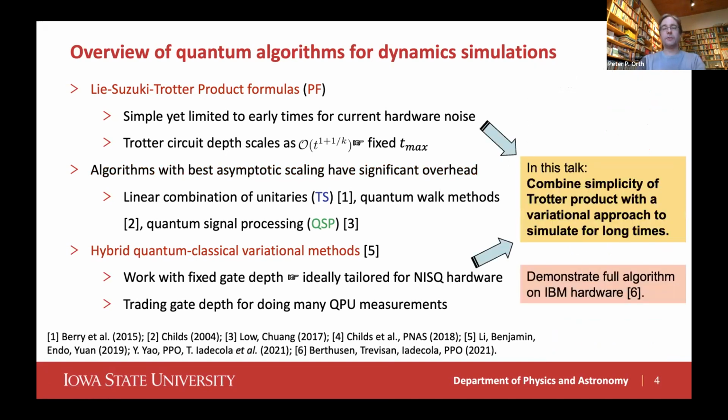So now here in this talk, and this was also mentioned in Nathan's talk, I want to combine two methods. I want to combine the simplicity of the Trotter product formula with a variational approach to simulate for longer times. And so we give an initial demonstration of this algorithm on IBM hardware, even though it's for a very small system. But at least we're showing that in principle, this method can work.